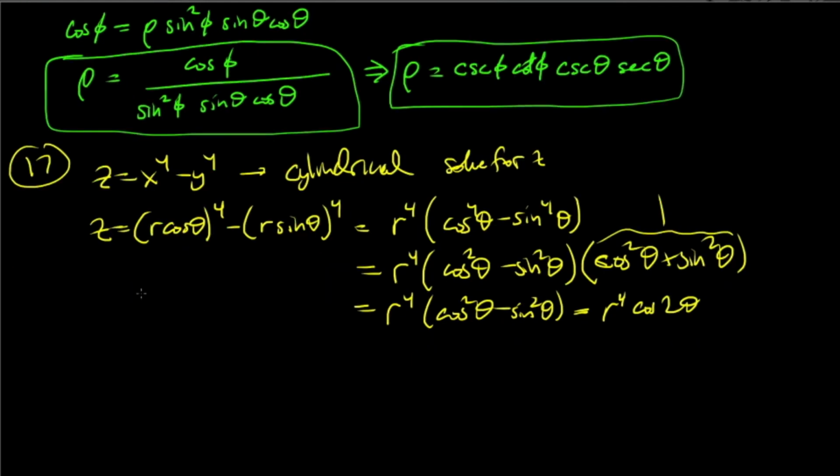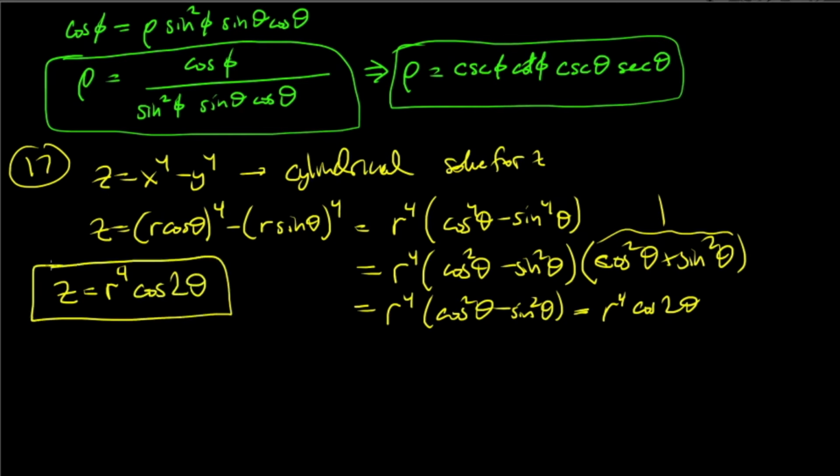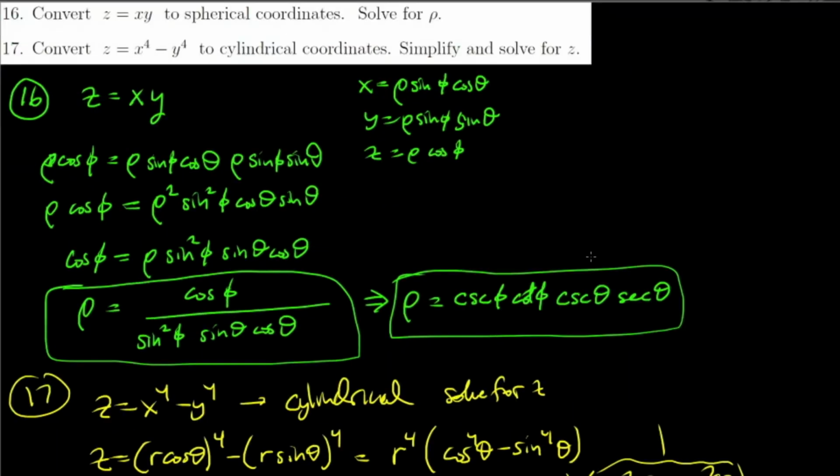So it's already solved for z. I don't know why it says solve for z. You just get r to the 4th times cosine of 2 theta. It's probably the most succinct way to write it. Okay, so that's all it is for 16 and 17, just converting to different coordinates.